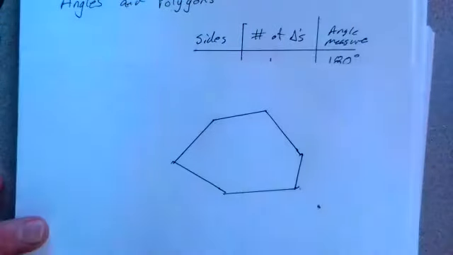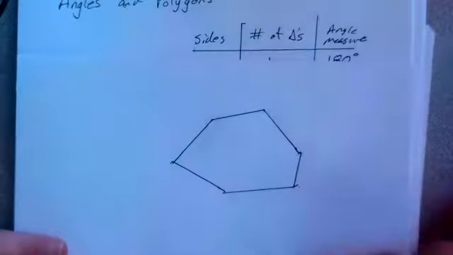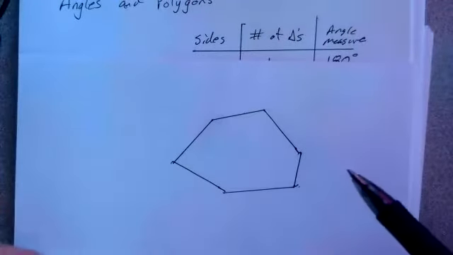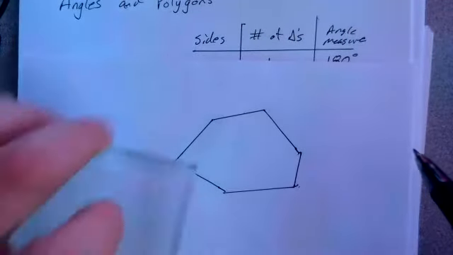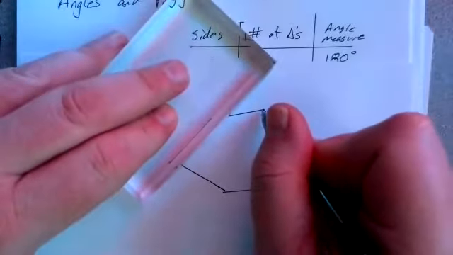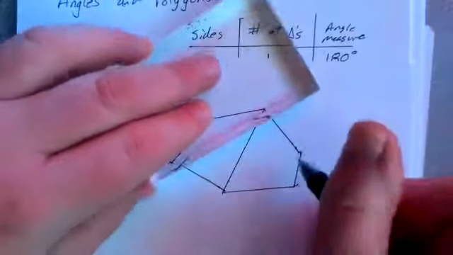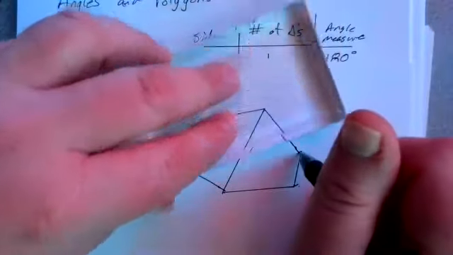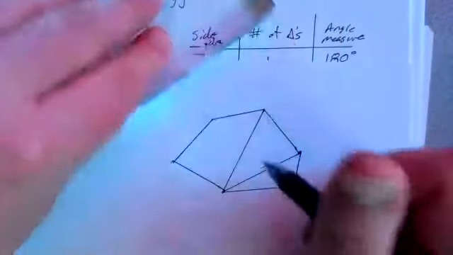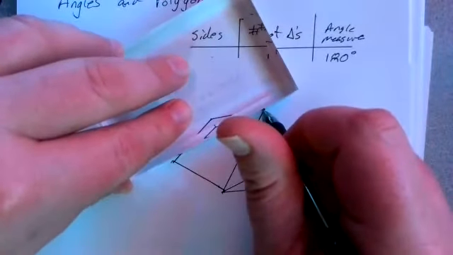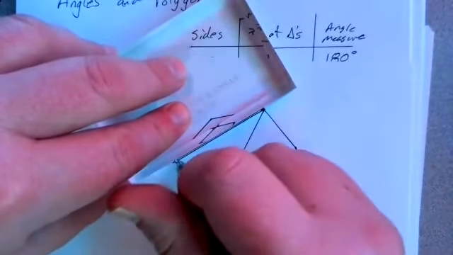6. Random, super random, six-sided figure. And now we can split this into triangles. So we get a triangle there. We get a triangle there. And we get a triangle there.